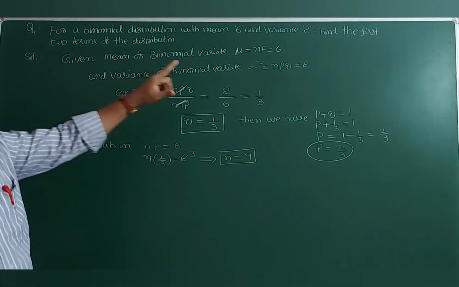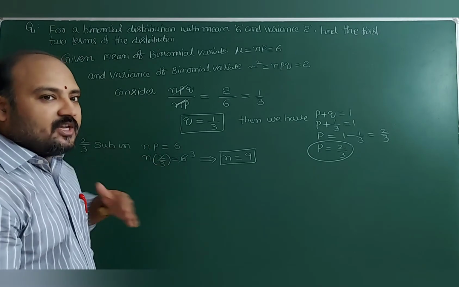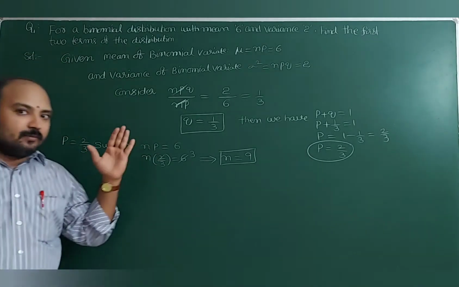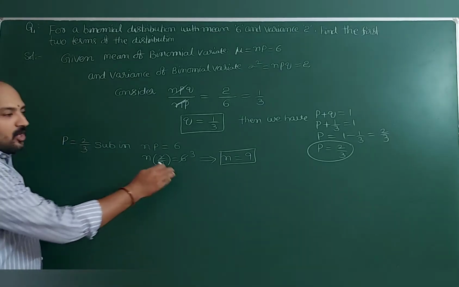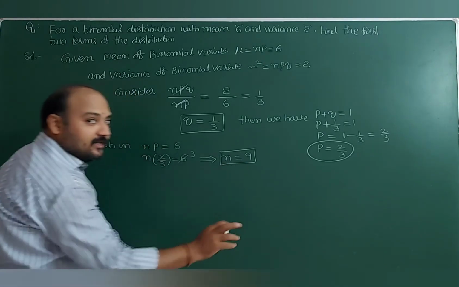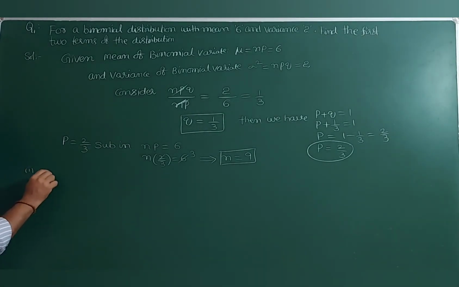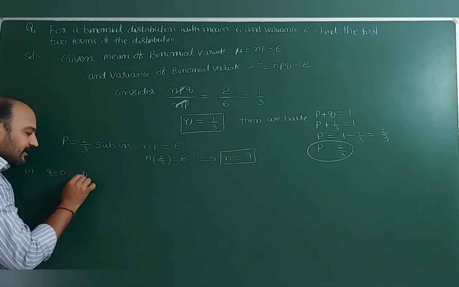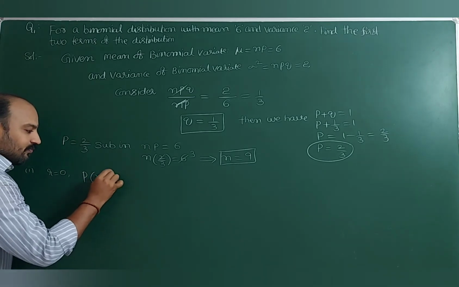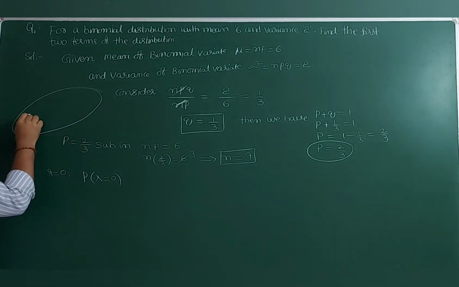They are asking for the first 2 terms of the distribution. So in this binomial distribution, what is the range? From 0 to n. n is equal to 9 here. So the range of the binomial distribution according to n is equal to 9 is from 0 to 9. So for the first 2 terms, for the first term, take r is equal to 0. So P of X is equal to 0. Before that, we know the formula: P of X is equal to r.